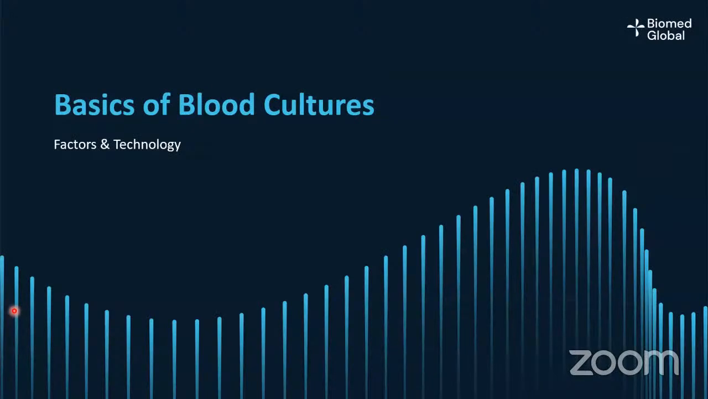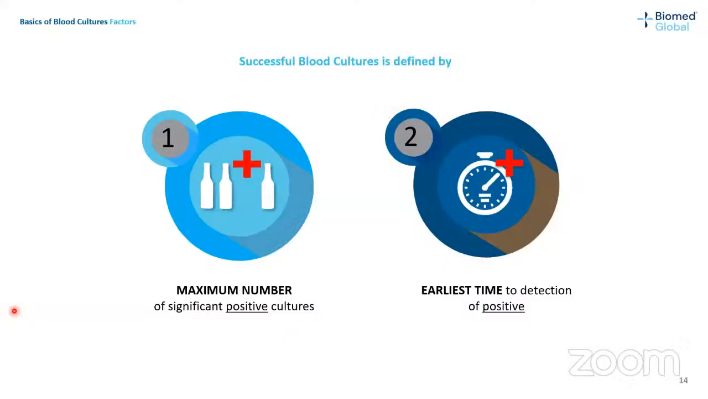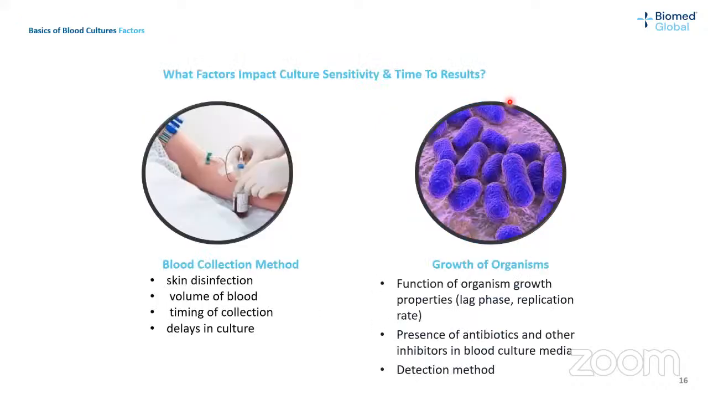All right, so moving on, let's take a look at some basics of blood cultures. A successful blood culture is defined by two main factors. The first is a clinical-based factor, which involves all of those actually taking the blood cultures, which looks at the maximum number of significant positive cultures. And the second factor is a more lab-based factor, which looks at the earliest time to detection of positive results.